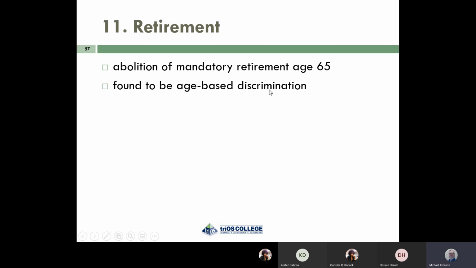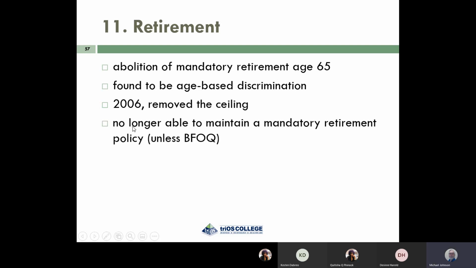It was found to be age-based discrimination, and effectively it was discrimination. In 2006, the mandatory nature was obliterated, and it now became any age. It's up to you when you actually retire. You're no longer able to maintain a mandatory retirement policy unless, of course, there's a reason. This is why judges cannot continue past 90. There is a reduction in their mental skills. I don't agree with that.